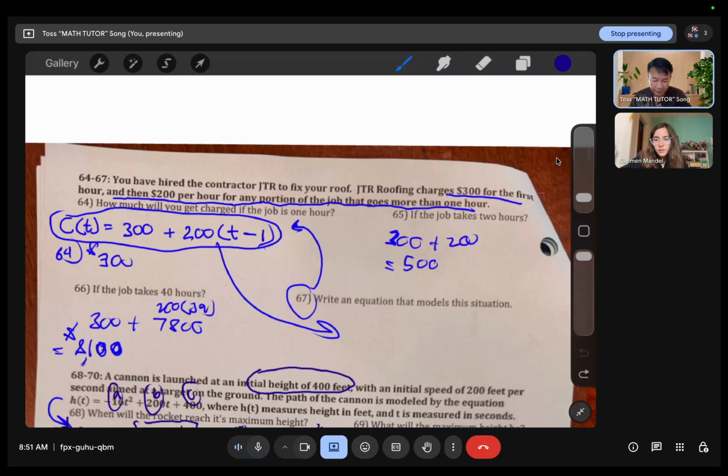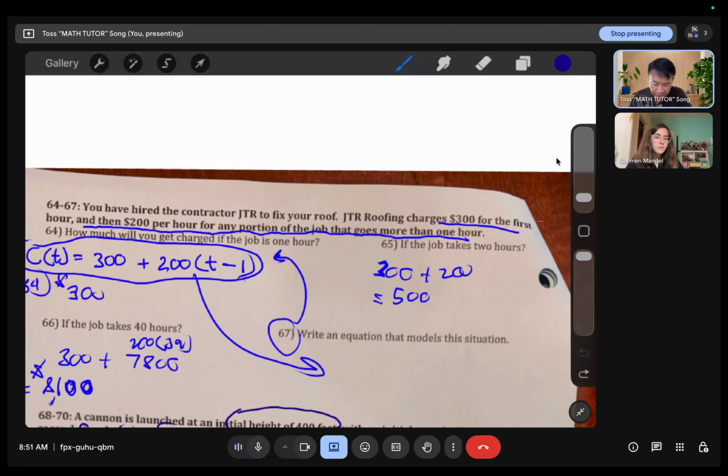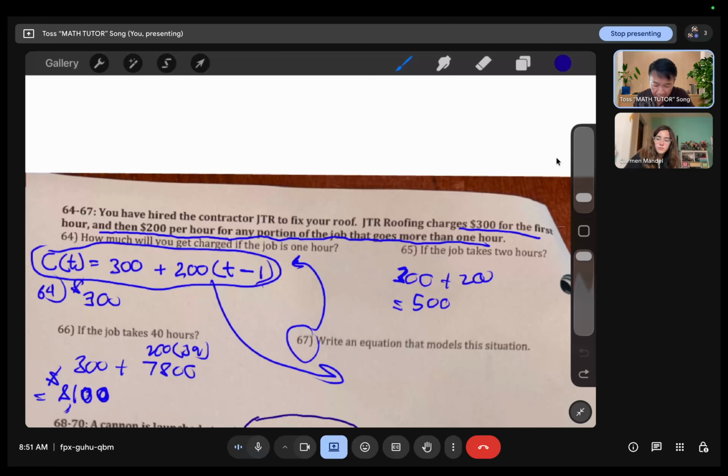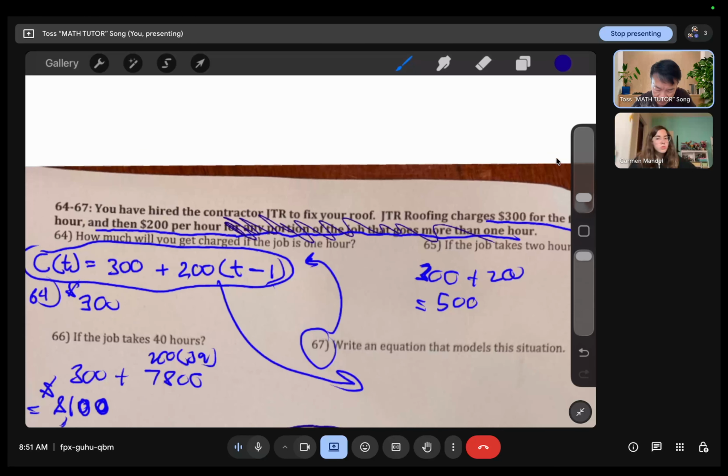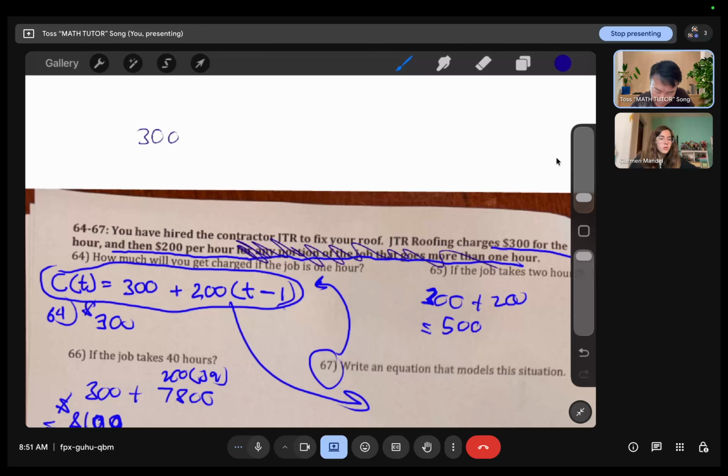But imagine you didn't read 64 yet. Continue on: and then 200 per hour after. Every time I read this, I come up with this immediately. That's why I wrote that immediately. But if it says just per hour and nothing else behind it, it'll be 300 plus 200 x or t. This one they use t.